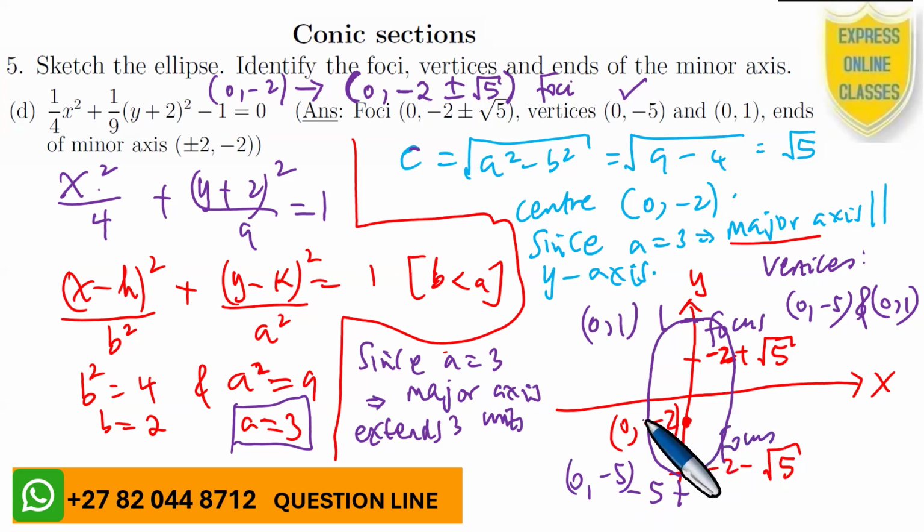This minor axis is parallel to the x-axis. So it's going to affect the what? It's going to affect the x component. But remember that this minor axis is going to pass through the center. That is why, if it passes through the center, there's 0, minus 2.